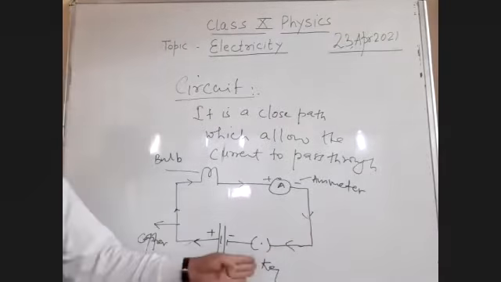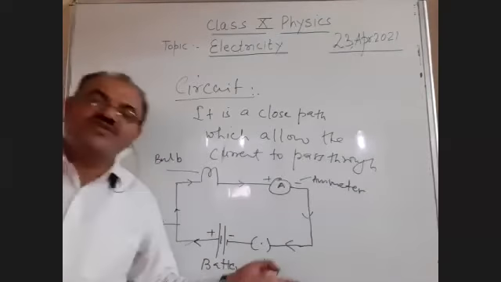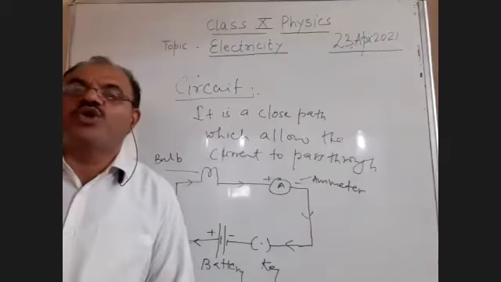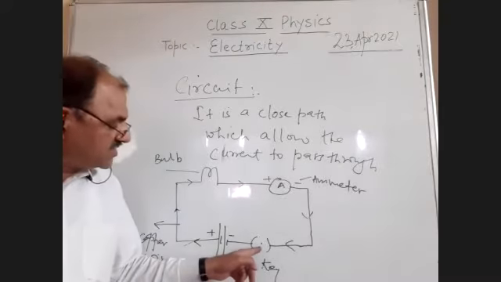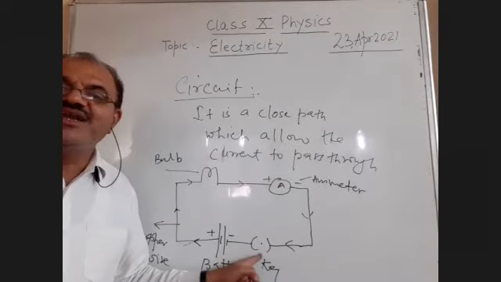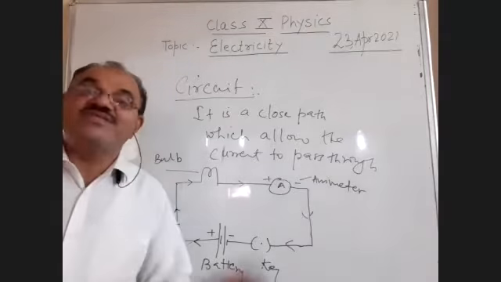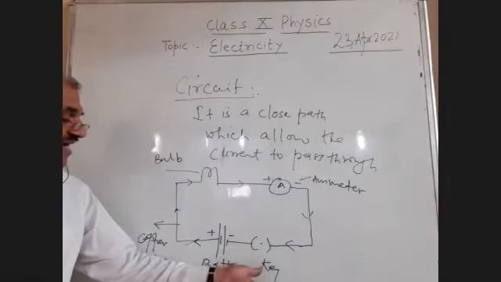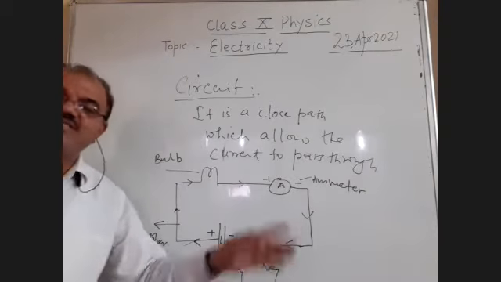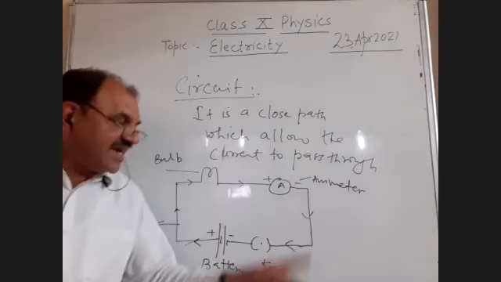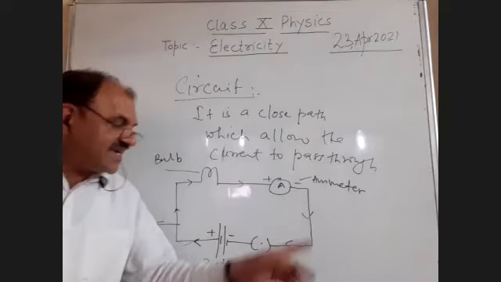Now, students, here is a key or the plug or the switch. The function of the key is to make the circuit close or open. Here I have shown the dot. This dot indicates that this key or the plug is closed. Now, student, when this key is closed or the switch is in the on position, the circuit is closed. It will allow the current to pass through.